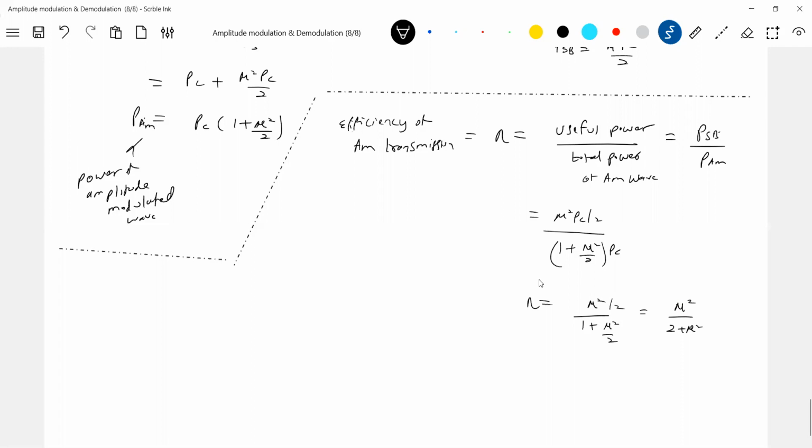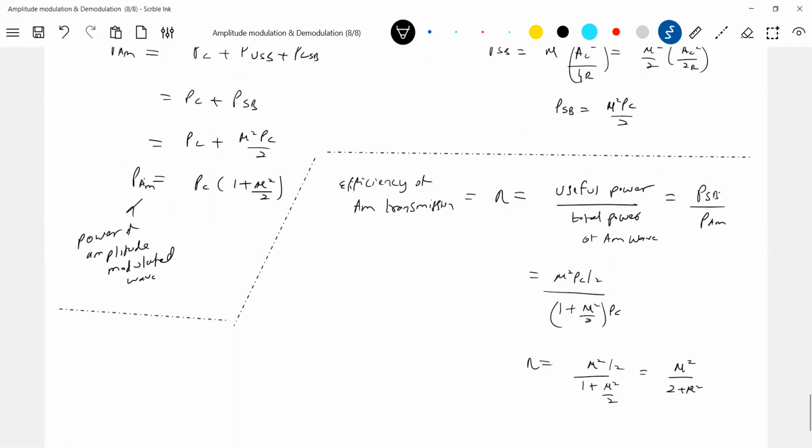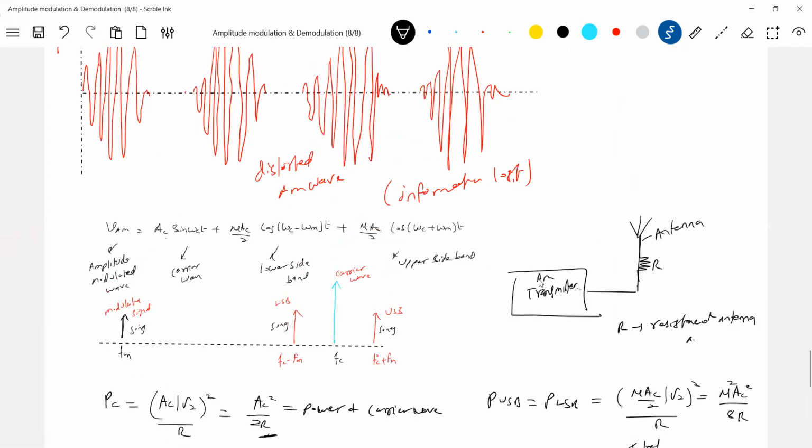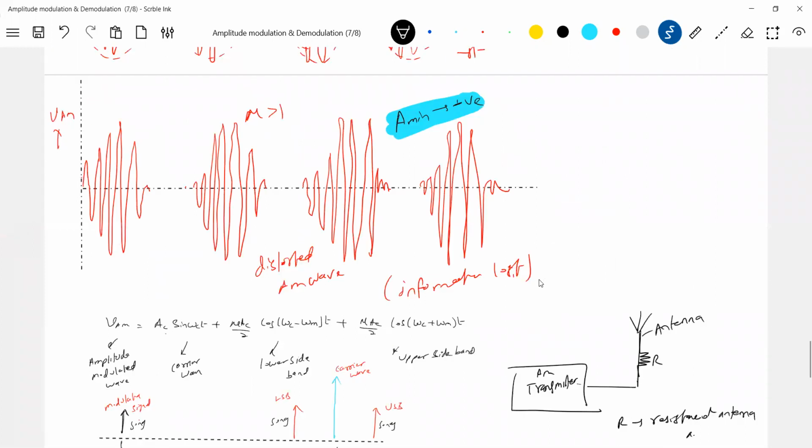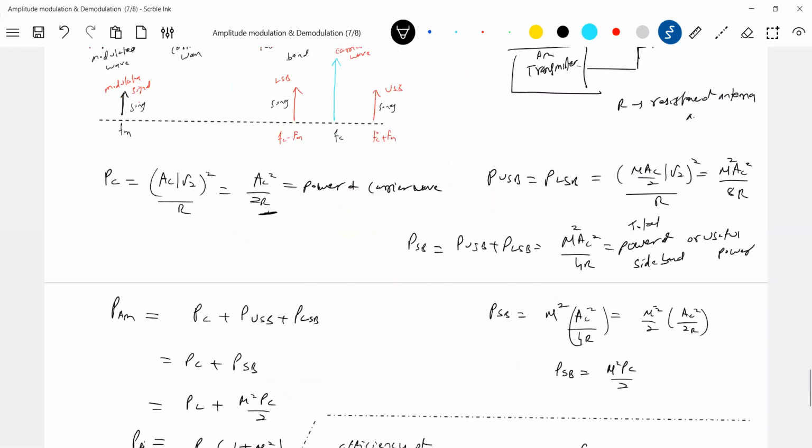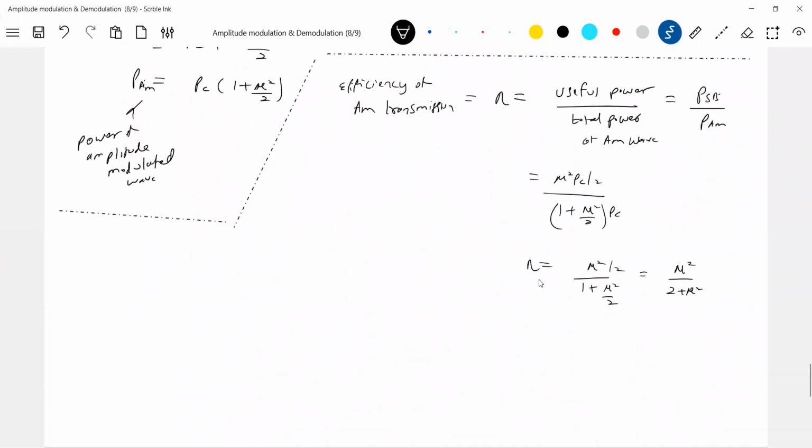And what is the maximum possible efficiency? Can we take mu equal to 5? If you take mu equal to 5, what is the problem? To improve the efficiency, shall I go for a higher value of mu? If you make mu more than 1, what is the problem? It will become distorted, no? Information will be lost. Distorted AM wave. The information is lost here. So what is the preferred value of mu? Mu should be equal to 1. So what is the maximum possible efficiency?